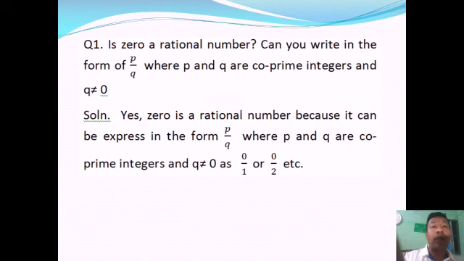Let us see some examples. The first question: Is 0 a rational number? Can you write it in the form of p by q, where p and q are coprime integers and q not equal to 0? Yes, 0 is a rational number because it can be expressed in the form of p by q, where p and q are coprime integers and q not equal to 0. For example, 0 can be expressed as 0 by 1 or 0 by 2, etc.